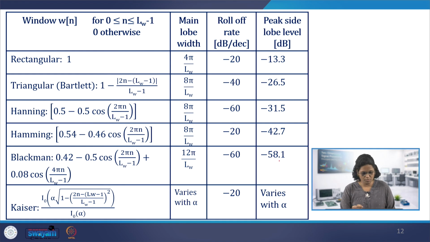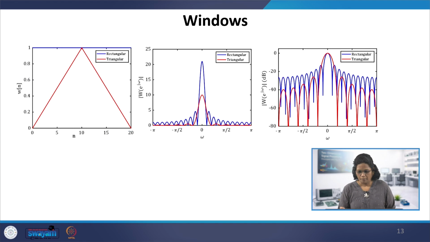So as we smoothen the window, the ripple side lobe level decreases. It will have a smaller ripple in the frequency response. It varies with alpha in the case of the Kaiser window, which is tunable. So this is just a review of the concepts of the windows used in FIR filter design. Now, taking the rectangular window and the triangular window.